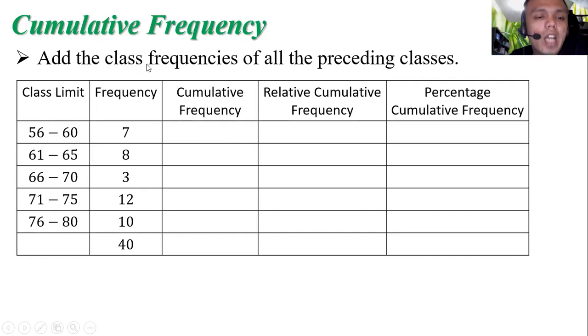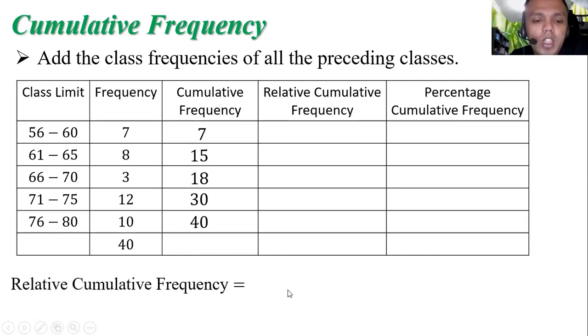So it says, add the class frequency of all the preceding classes. So we add: start with 7 plus 8, we have 15, plus 3, we have 18, plus 12, we have 30, plus 10, we have 40. Okay, that is the cumulative frequency.